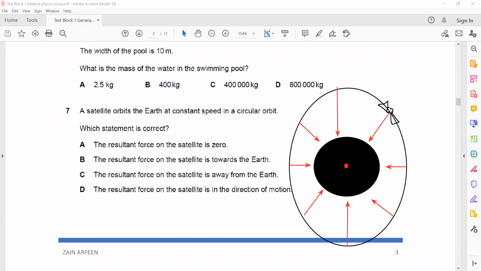The resultant force on the satellite is 0? Whenever an object moves in a circular path, there should be a resultant force directed towards the center. So that's why B is the correct answer. The resultant force on the satellite is there, and that is towards the Earth.